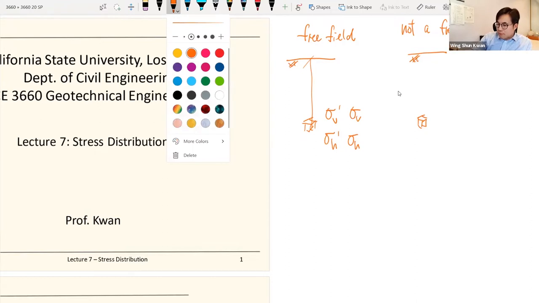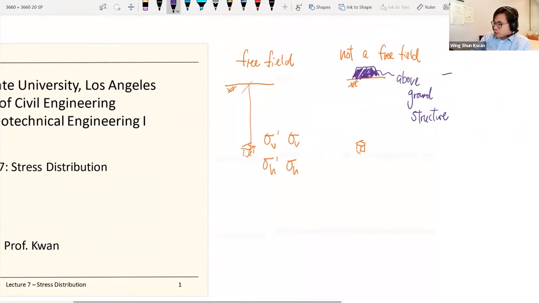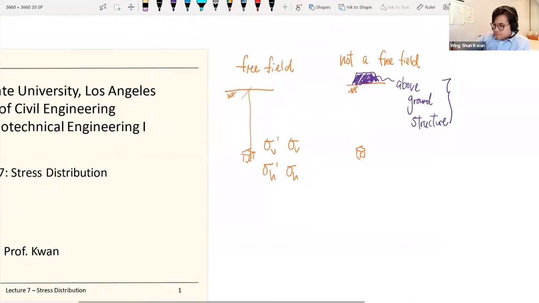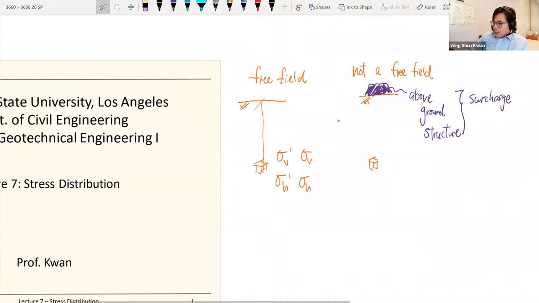It means you could have an extra structure. It could be a building, a levee, or a dam. So now we have an above ground structure. Oftentimes we call this a surcharge. Pretty much it's a loading adding on to the ground.